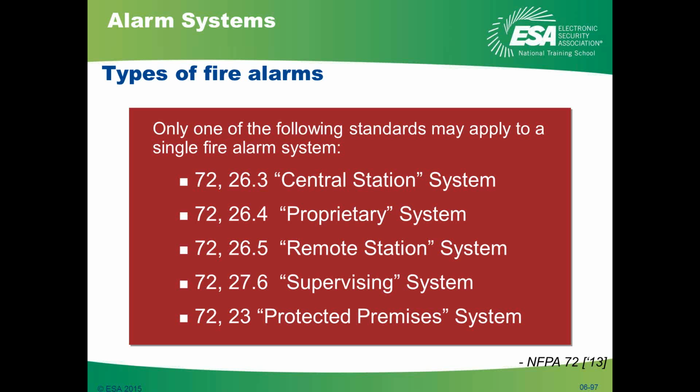It is not. Let's see if it's supposed to be 26.6. I have a feeling that it is supposed to be 26.6, not 27.6. That would make more sense. Yes, that's why I should read 72, 26.6. That is supervising station system. Thank you. Got it. I'll fix it.